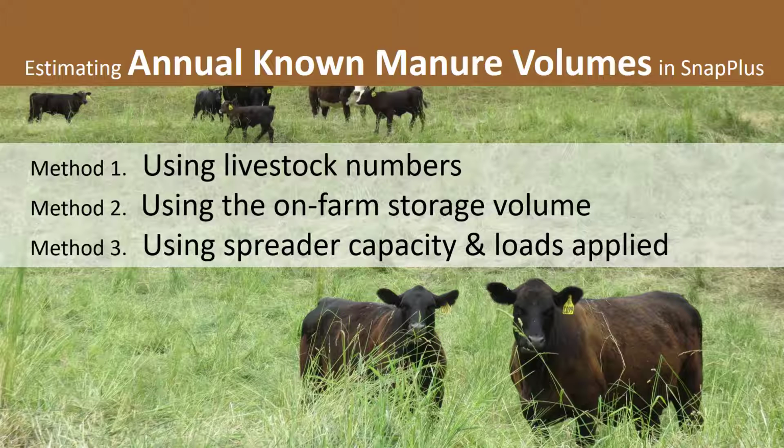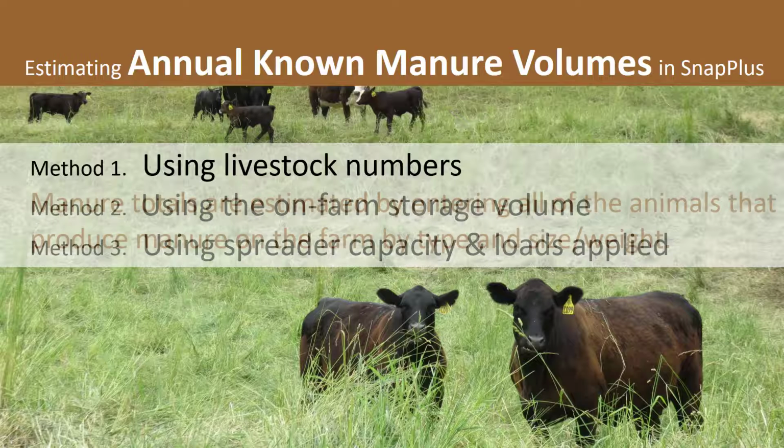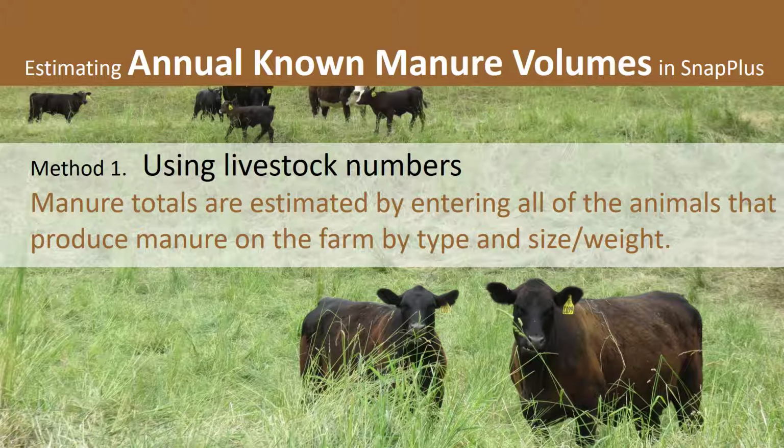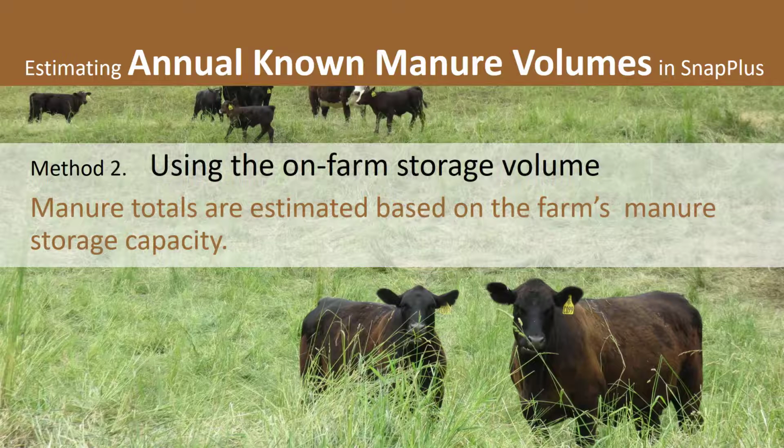Just a quick note that the first and second methods should be filled out if they are relevant to your operation, since both are required for a winter spreading plan. The first method, using livestock numbers, is done by entering all of the animals that produce manure on the farm by type and size or weight. The second method estimates manure totals using the farm's manure storage. This may provide a more accurate estimate because it is based on the farm's actual production. But keep in mind that if animals are added or subtracted, it will influence the storage total.